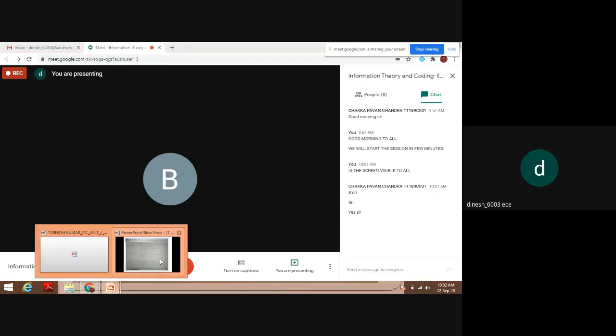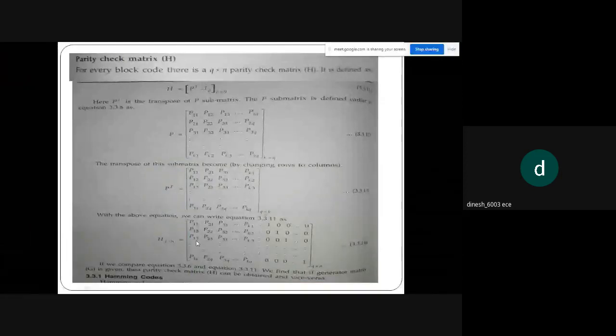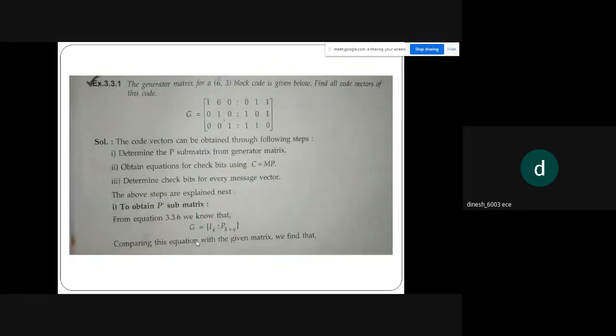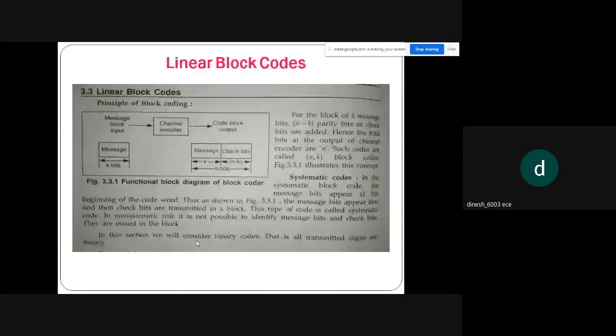We'll go for the next topic in unit number 4. What we had seen in the last class, I'll give you a small glance of it, because this topic is a continuation of that topic which we had solved. So we had seen this block coding principle.